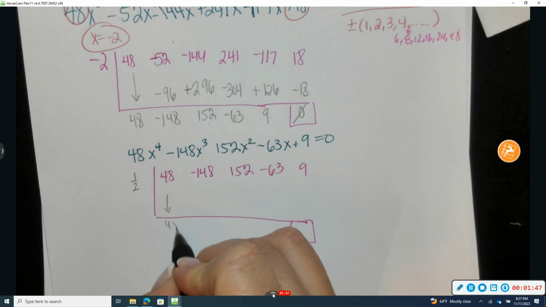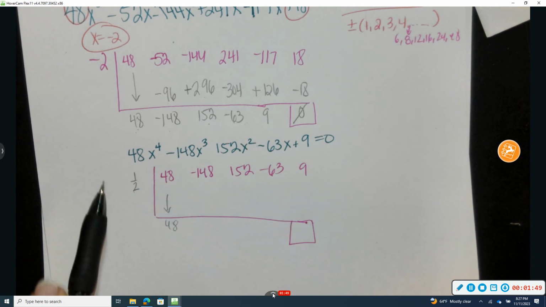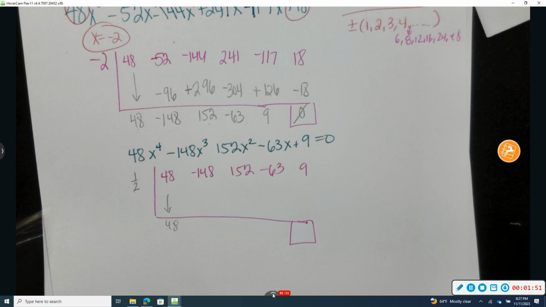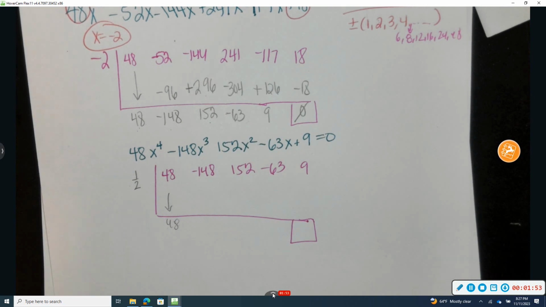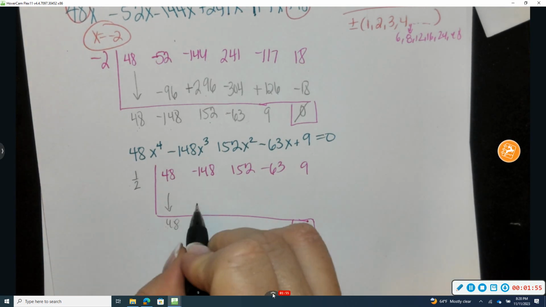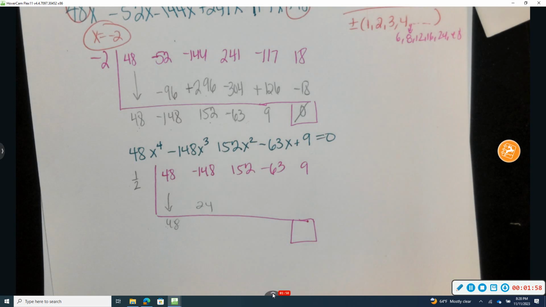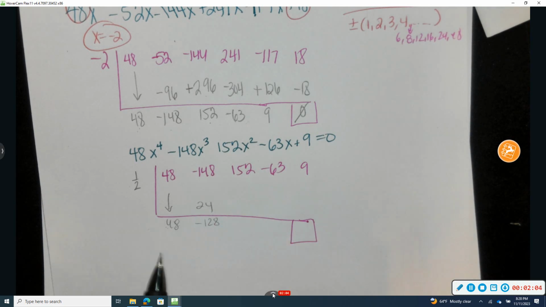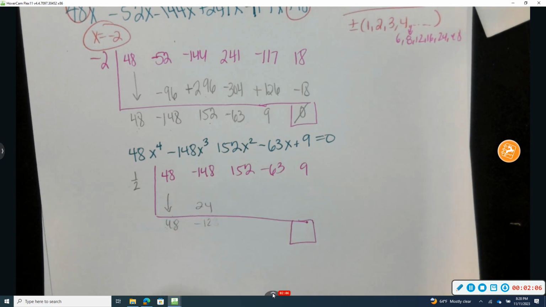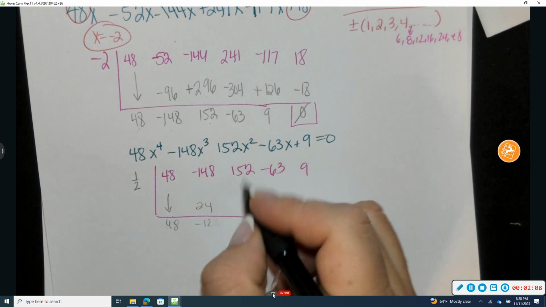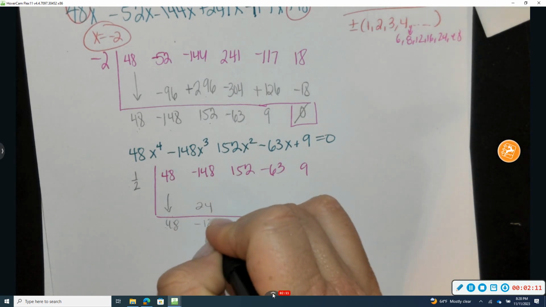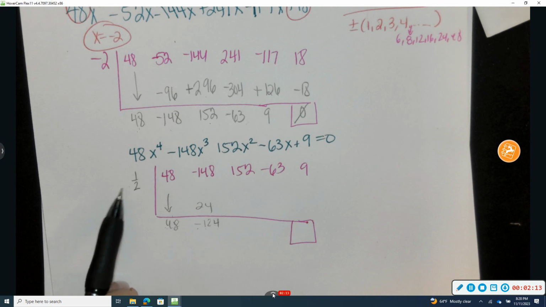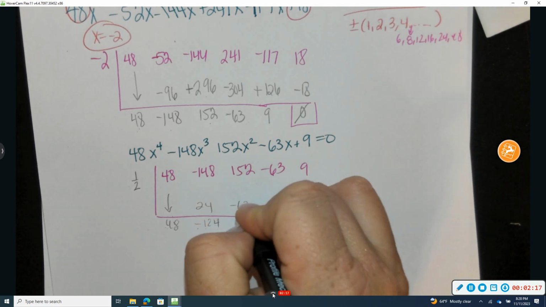Okay, dropping down to 48. So 48 times 1/2 is like 1 times 48 divided by 2. The quick way is just take 48 and divide it by 2. So 48 divided by 2 is 24. Now I'm going to take 148, and I know they're opposite signs, so I'm going to subtract 24 to get a -120. Oops, -124, not -128. -124. Okay, -124 divided by 2 is going to give us a -62.